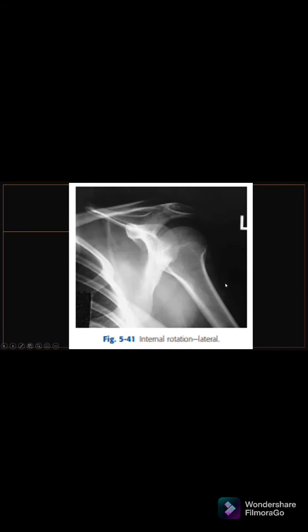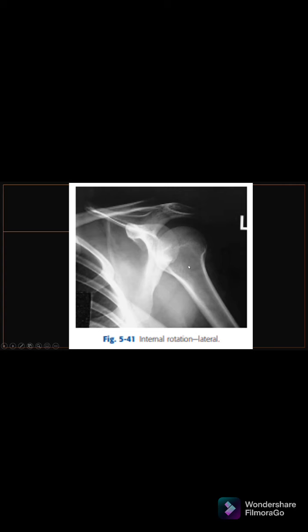So next tayo is the internal rotation. So mauna naman tayo sa structure shown. Ito ang coracoid process. This is the acromion and this is the acromial end of the clavicle. The humeral head. This is the greater tubercle and the lesser tubercle. Then makikita natin ang shaft ng humerus, proximal humerus rather.